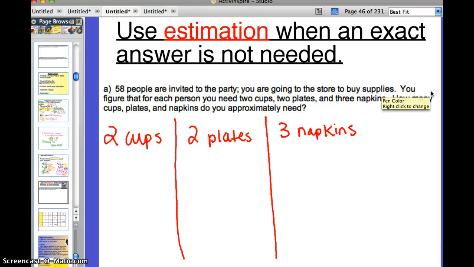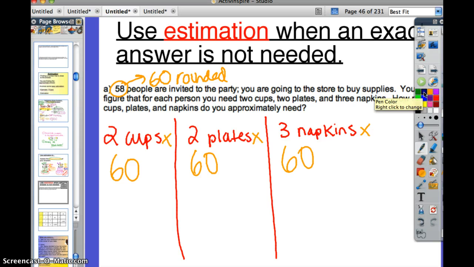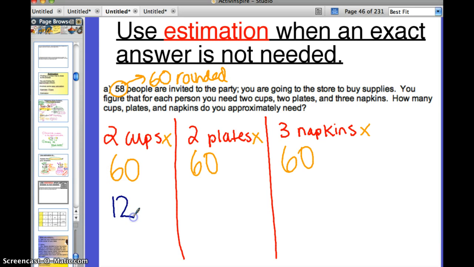What we need to do is round off 58 to its highest place value. So if you round 58 to the nearest 10, the answer is 60. That would be the rounded answer. Okay, so let's use 60. So we want 60 people to have 2 cups each. We want 60 people to have 2 plates each. And we want 60 people to have 3 napkins each. Okay, so now all it takes, guys, is easy multiplication. 60 twos. Well, 6 times 2 is 12. Then we have that extra 10 here, so 12 tens. So you would go to the store and try to purchase 120 cups.